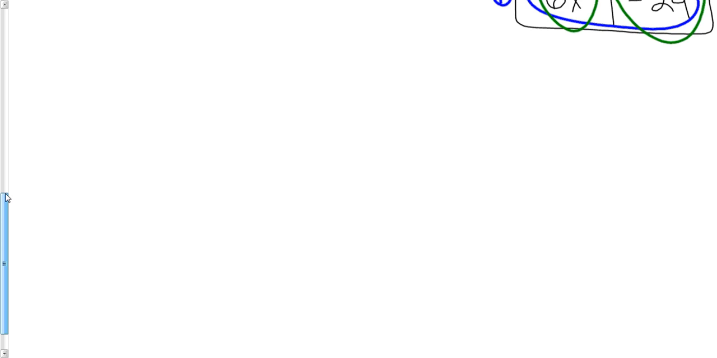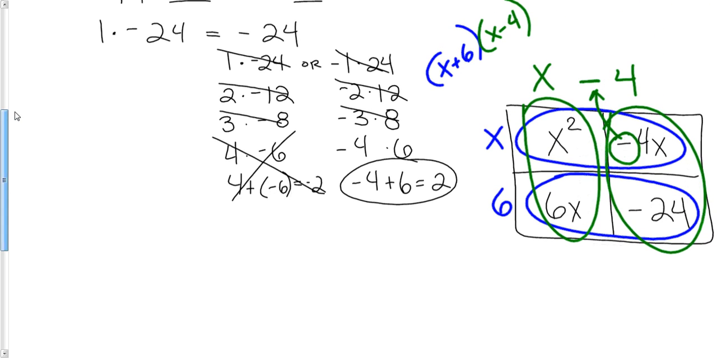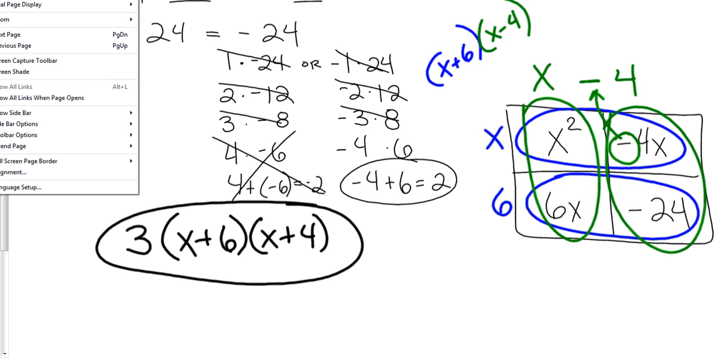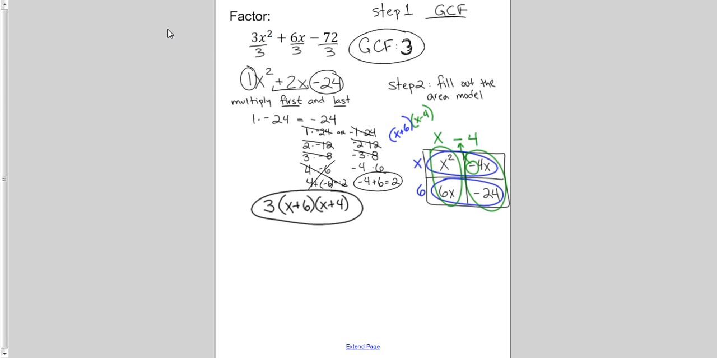So putting this all together, I have 3 total factors. Whoops, extended the page a little bit too much there. So remember, I had the 3 from the very beginning. I had the x plus 6, and I had the x minus 4 that I got from my area model. There's the complete factorization of what we started with. 3x squared plus 6x minus 72 factors as that. Okay? So there you see 2 examples worked start to finish.